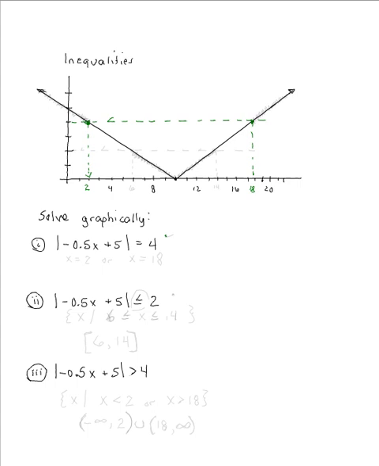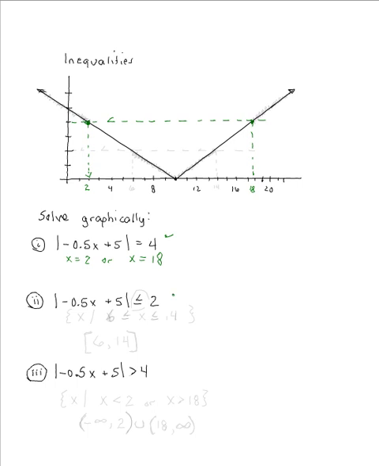So for solving our equation, absolute value of negative 0.5x plus 5 is equal to 4, we actually have two solutions. x is equal to 2, or x is equal to 18. One of these values would give us a positive number inside our absolute value. The other one would give us a negative number inside the absolute value. But both of them indeed do solve that absolute value problem.